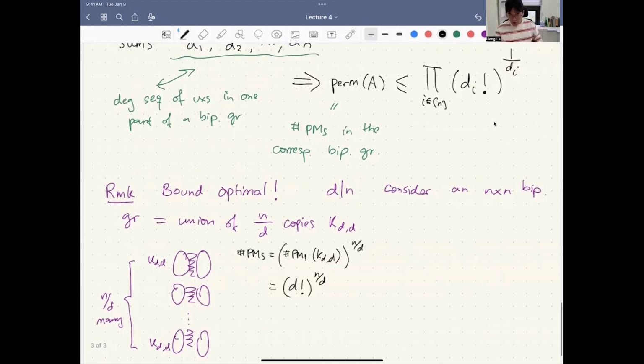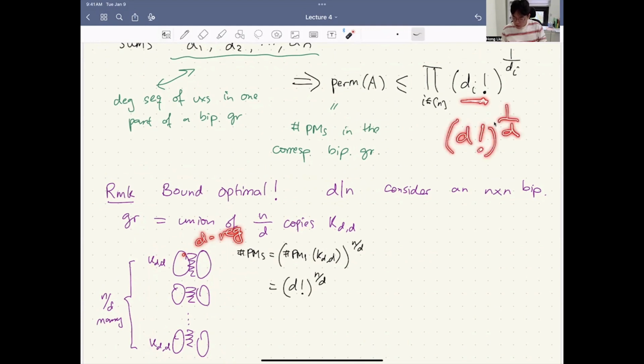Okay, and look at this number. In this particular graph, every vertex has degree d, so it's d-regular. So all the d_i equal d. So we have d factorial raised to 1 over d, and you take the product n times. Every term is the same, so forget about the product, it's exactly the thing we get here.